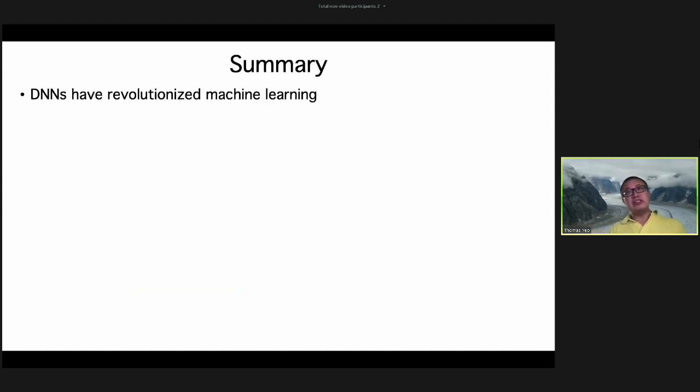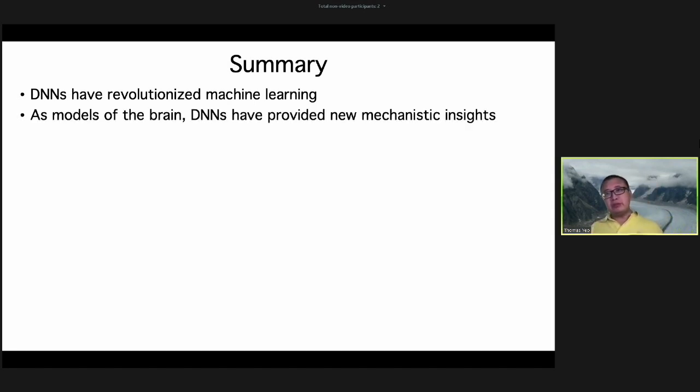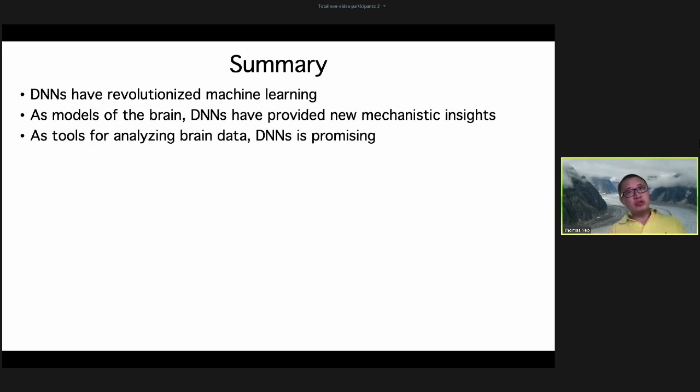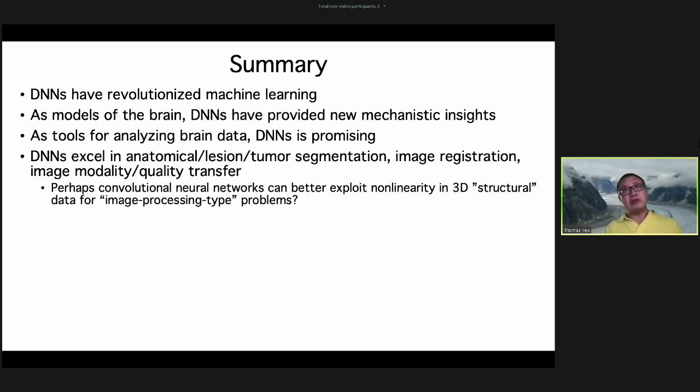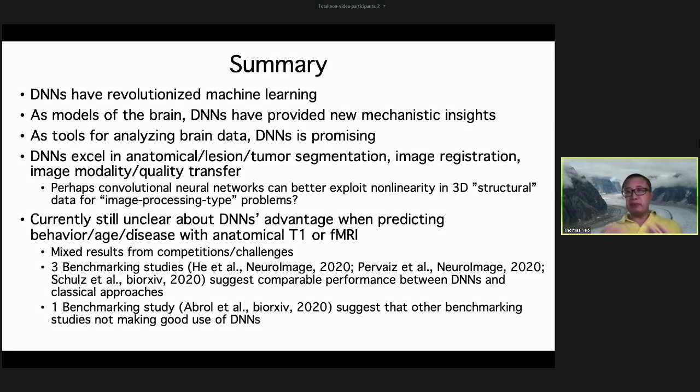To summarize, deep learning has revolutionized machine learning. As models of the brain, deep neural networks have provided important new insights. As tools for analyzing brain data, I believe deep learning is very promising. Deep learning is very good in image processing type problems, such as anatomical lesion segmentation or image segmentation. However, when it comes to predicting behavior, age, or disease using anatomical T1 or functional MRI, I think the advantage of deep learning is still unclear.